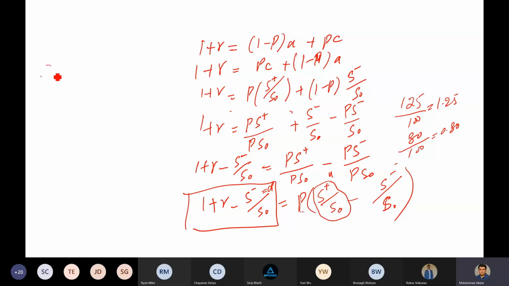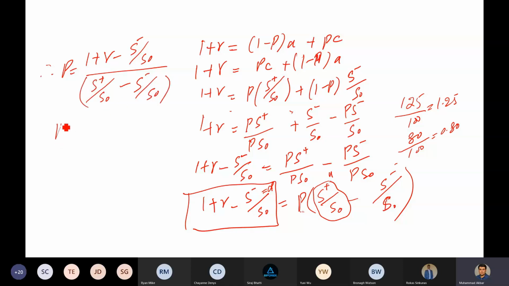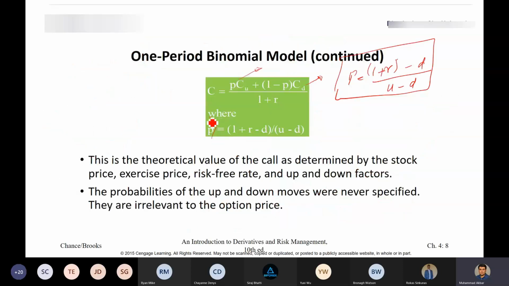So I'll be rearranging this as P is equal to (1 + R - S negative divided by S naught) divided by (S positive divided by S naught minus S negative divided by S naught), because if I take this term to the other side, this is what it will become. If I further simplify it, it will be (1 + R - D) divided by (U - D). So now we know how to calculate the probability.